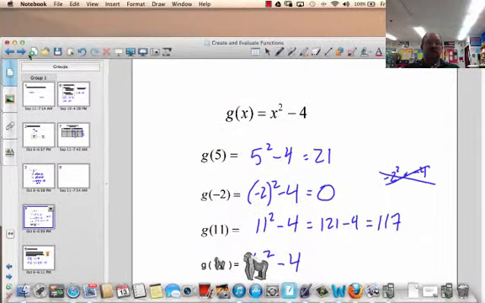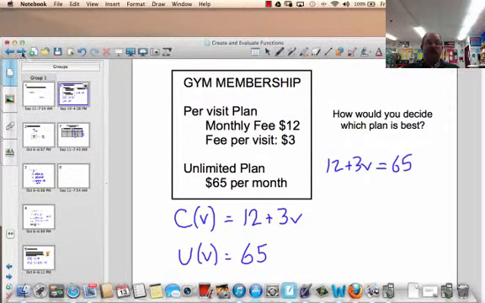And that's about all we've got for today. Remember, g of monkey is monkey squared minus 4. So store that away.